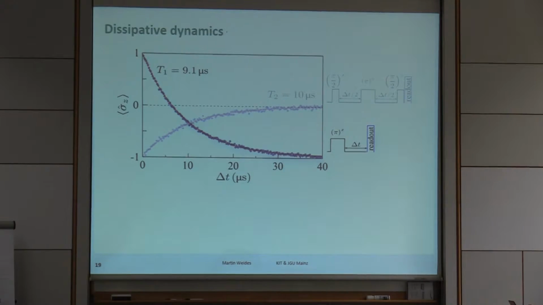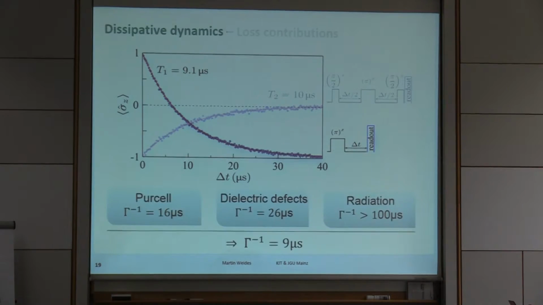That's the lifetime measurement. So just a pi pulse, waiting, readout, and we get about 9.1 microseconds for that particular sample. We can also do numerics, and calculate the expected loss for this circuit by considering the Purcell loss, so the loss induced by coupling to the readout resonator and to the flux bias line, by coupling to dielectric defects, and also the radiative loss. All these losses contribute, and if we sum it up, we get about 9 microseconds, so it matches well our measured value.